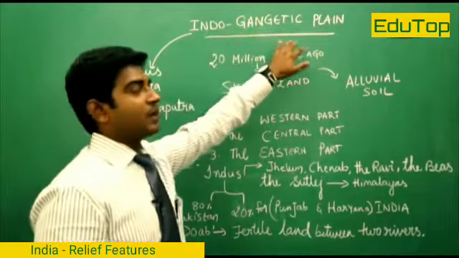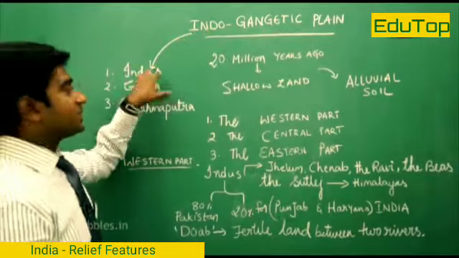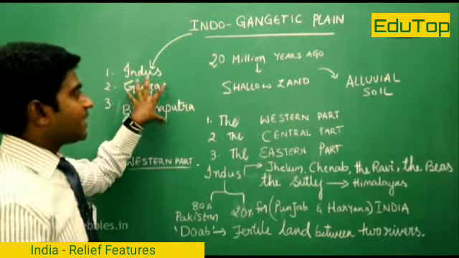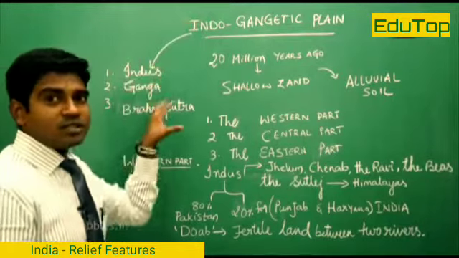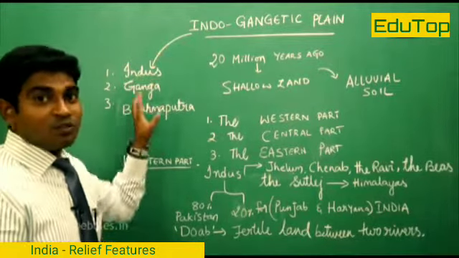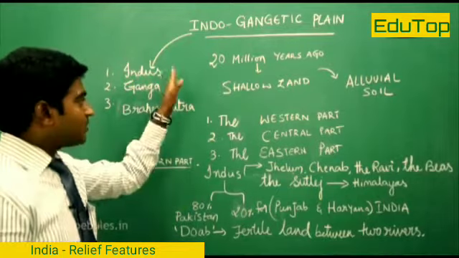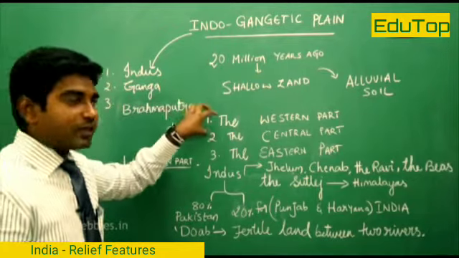The Indo-Gangetic Plain comprises the three major Himalayan rivers, that is the Indus, the Ganga and the Brahmaputra. These three have originated from the Himalayas. As these rivers originated from the Himalayas, obviously they are all perennial rivers, which means that they flow continuously throughout the year. So they supply water for Indian land as well as for Pakistan continuously throughout the year.